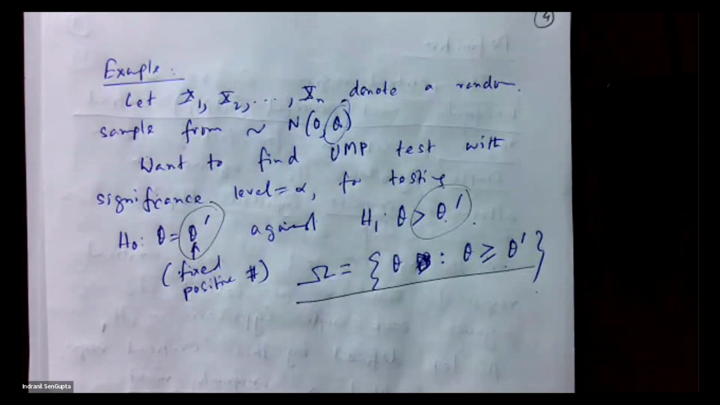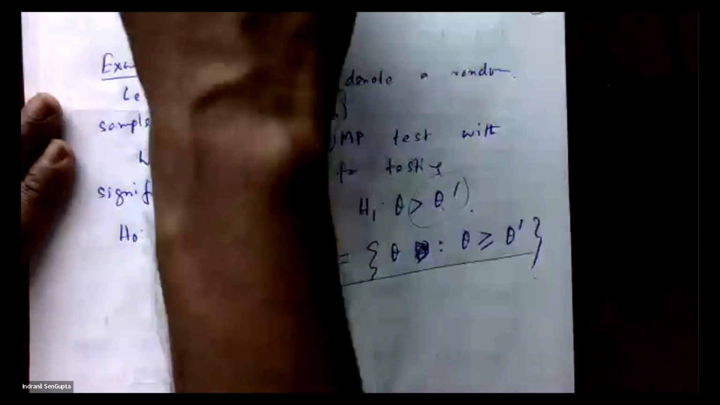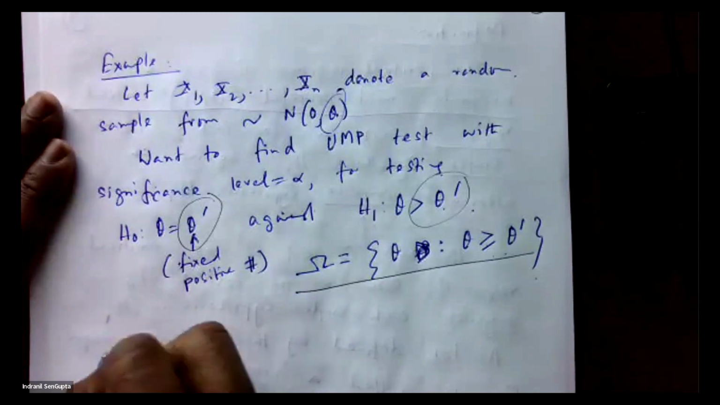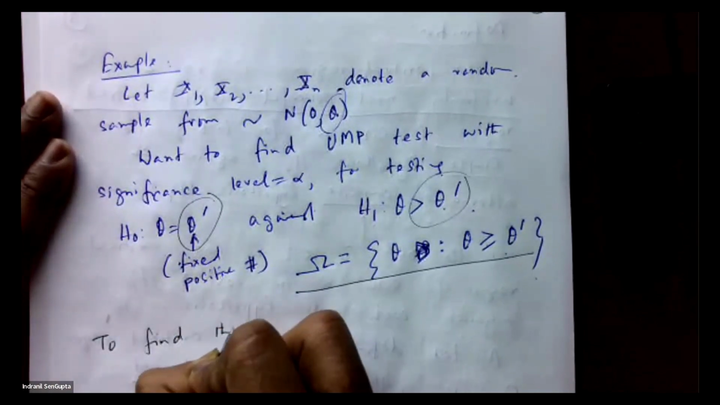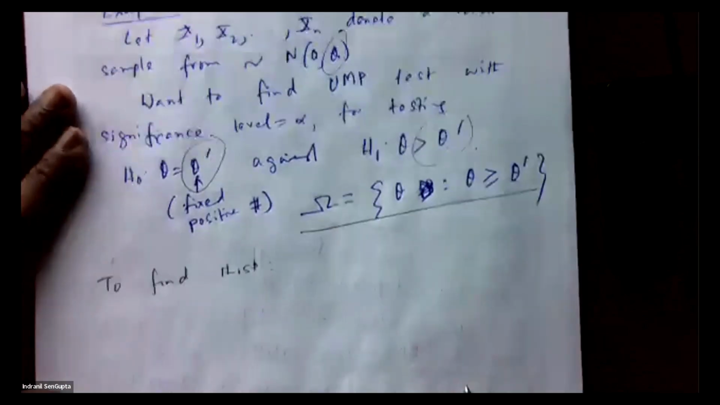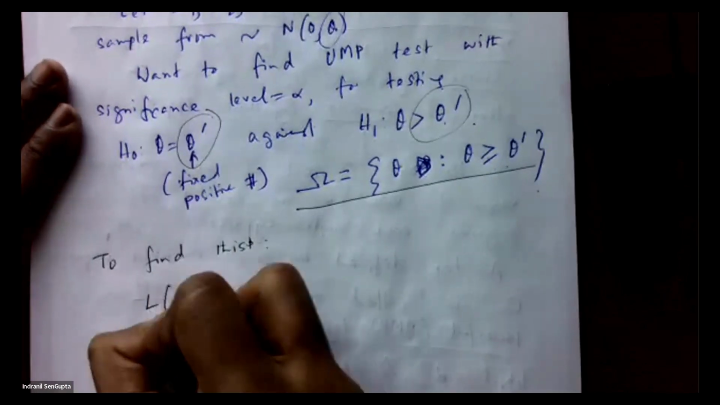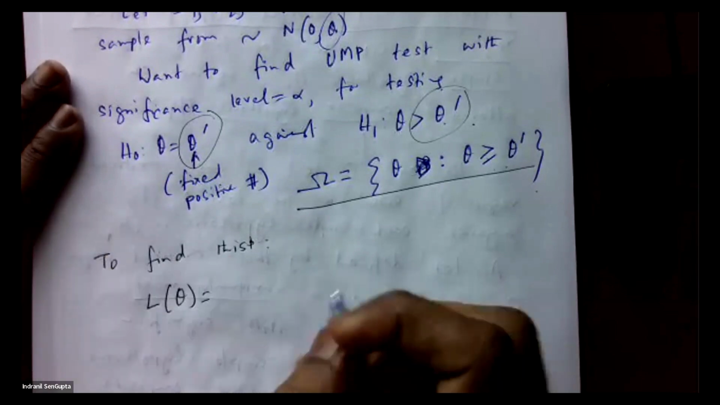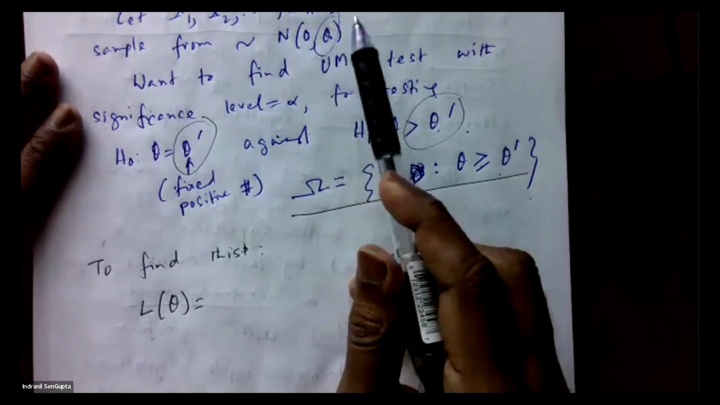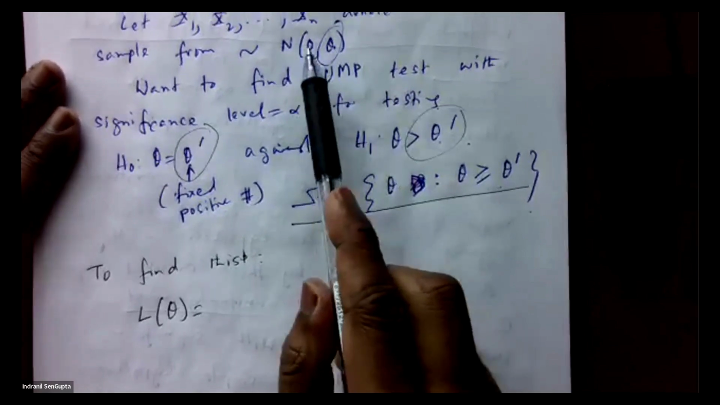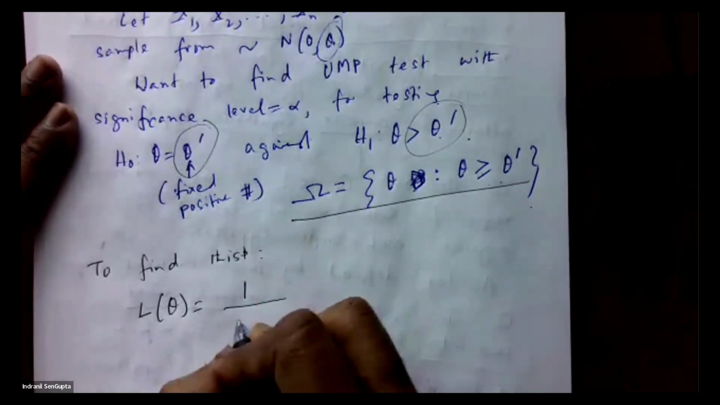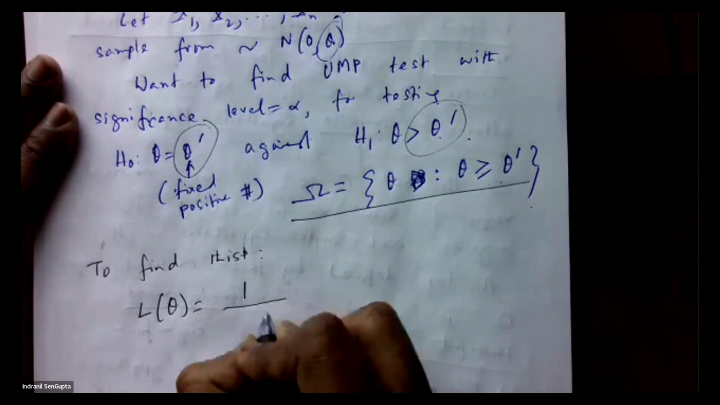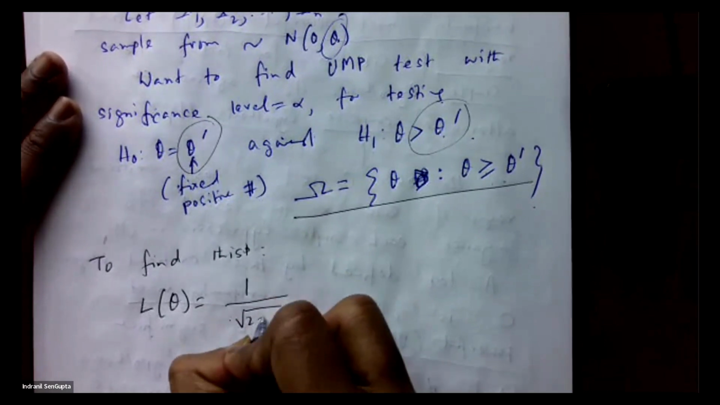All right, so let's compute this. First of all, we have to find the likelihood function. So what is L of theta? It's the likelihood function for the normal distribution where the mean is 0 and variance is theta. So it's 1 over the square root of theta times the square root of 2 pi, so it's the square root of 2 pi theta.